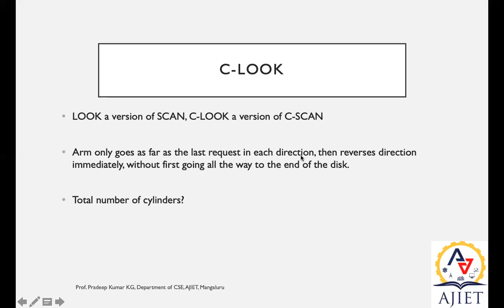Now consider a situation where we have to serve around 5 to 6 IO requests from one direction. It will serve all those in that particular direction from left to right. Whenever it reaches the last point, it will take the reverse direction, and while reversing it will also serve whatever remains. We'll see an example.